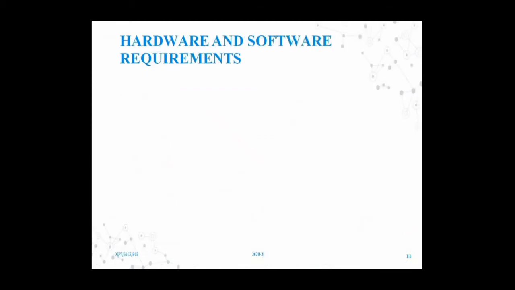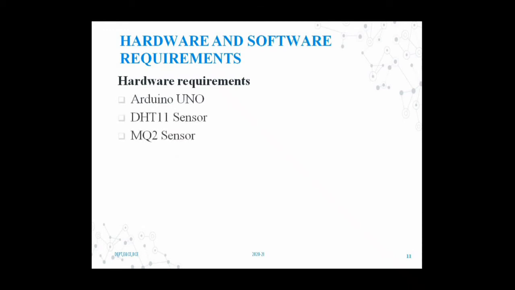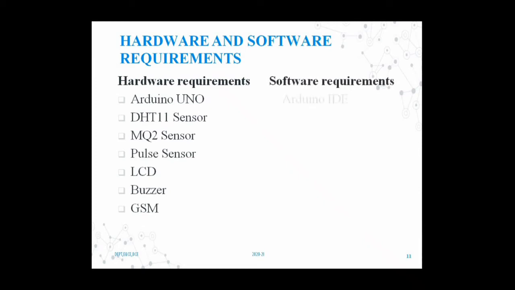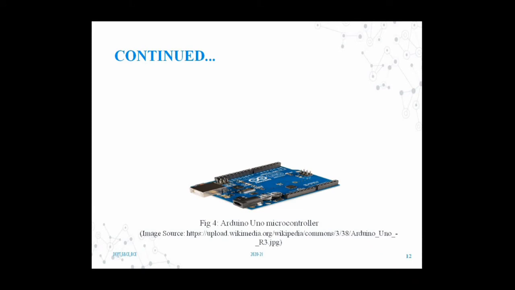Hardware and software requirements. Hardware requirements. The hardware devices which are used in this project are Arduino Uno, DHT11 sensor, MQ2 sensor, pulse sensor, LCD, buzzer, and GSM module. Software requirements. Arduino IDE.